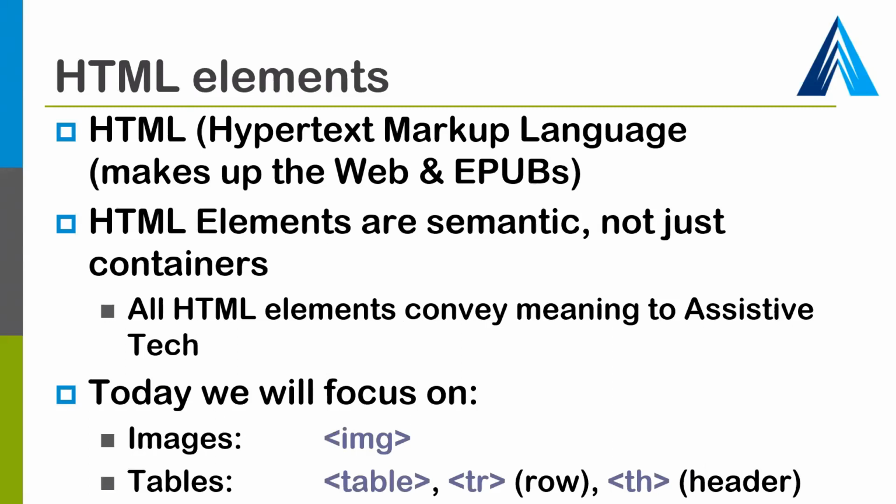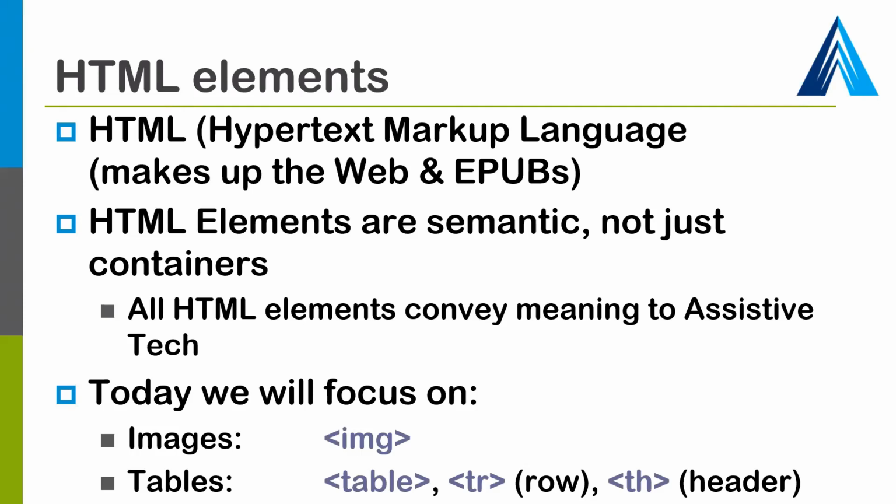And then let's talk for a moment about what HTML is. Technically, EPUB requires XHTML. It's not that different from HTML. HTML is hypertext markup language. XHTML is extensible hypertext markup language. HTML is the language of the web. It's also used for EPUB.